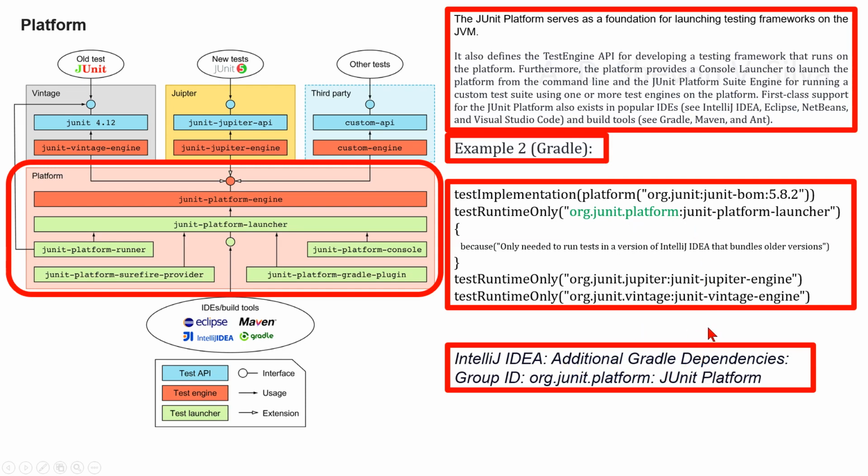IntelliJ IDEA supports running tests on the JUnit platform since version 2016.2. Note, however, that it is recommended to use IDEA 2017.3 or newer, since newer versions of IDEA will download the following jars automatically based on the API version used in the project: JUnit platform launcher, JUnit Jupiter engine, and JUnit Vintage engine.